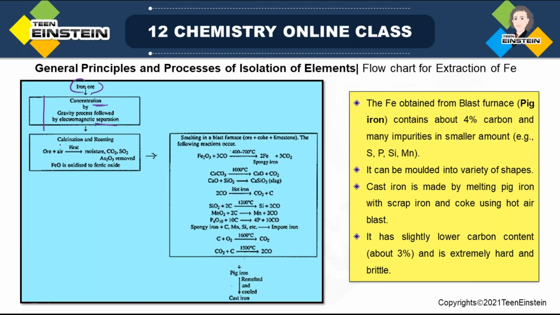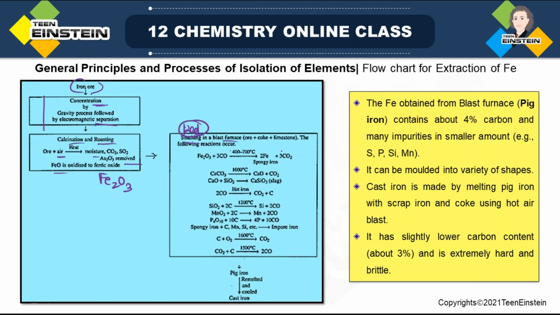Then in the next step, calcination and roasting. This is under the extraction step. In calcination and roasting, in the presence of air and heat, moisture, CO2, SO2, all these undesired impurities are removed, and FeO is oxidized to ferric oxide, that means Fe2O3. Next, this Fe2O3 is smelted in a blast furnace. Remember the picture that we have seen on the last slide. This process is also known as smelting, which is nothing but reduction.